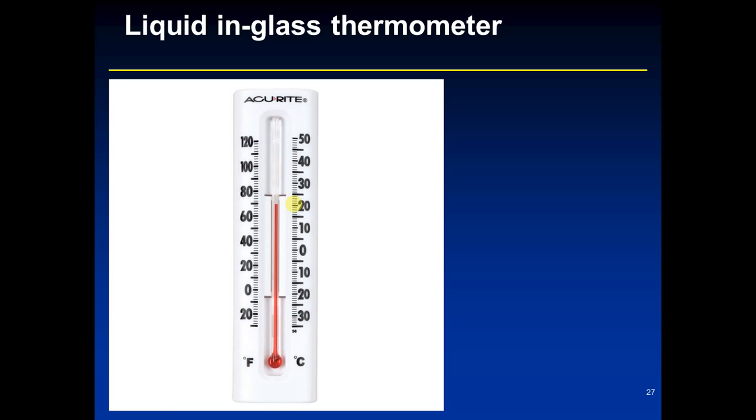Basically, these work like so. As air temperature increases, the molecules in the liquid, alcohol or mercury, move faster, acquire greater speed, so the distance between the molecules increases and the liquid expands. Okay, liquid expands, and so you read a higher temperature. Conversely, if temperature cools, molecules move slower, crowd closer together, so the volume of the liquid decreases. Okay, and so the temperature appears lower. You can buy one of these liquid in-glass thermometers for, what, a few dollars at Walmart or on Amazon.